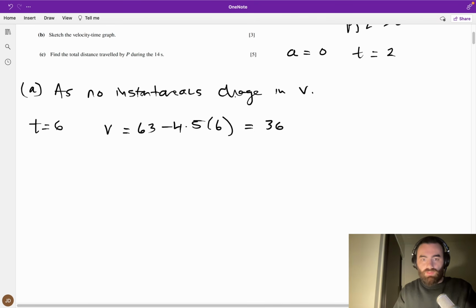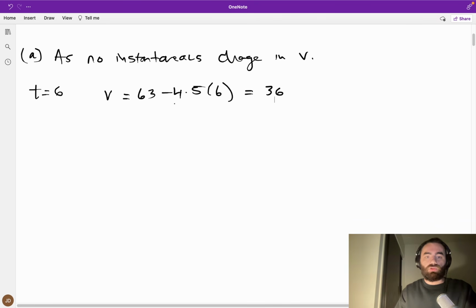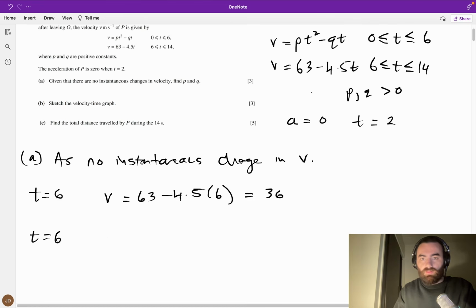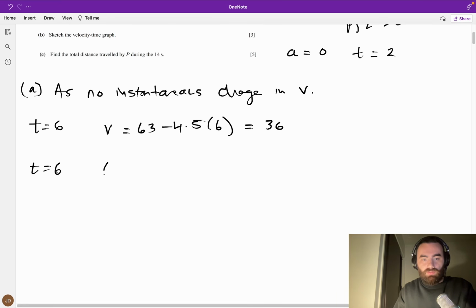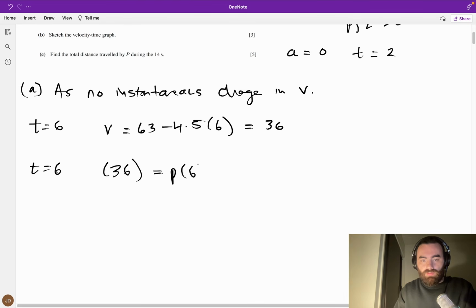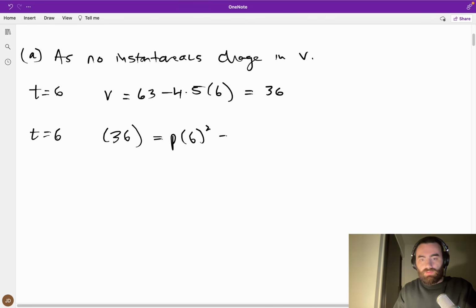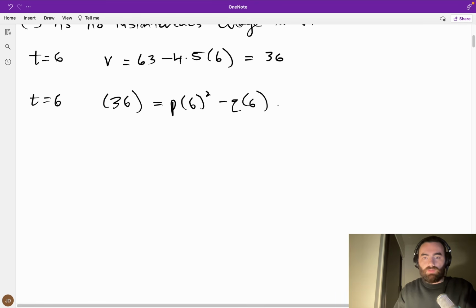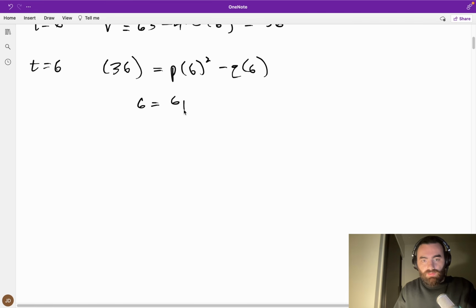So that means, because there's no instantaneous change in velocity along this motion, that at t equals 6, this will also equal 36, sorry. So that means that 36 equals p times 6 squared minus q times 6. Okay? So let's divide through by 6. We get 6 equals 6p minus q. So that's one equation relating p and q.